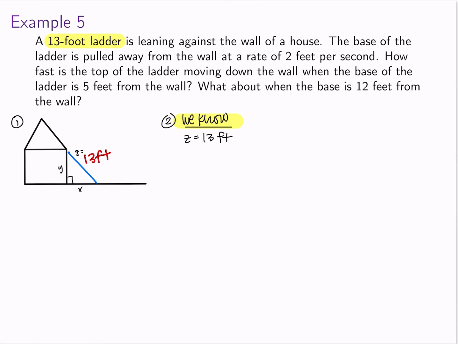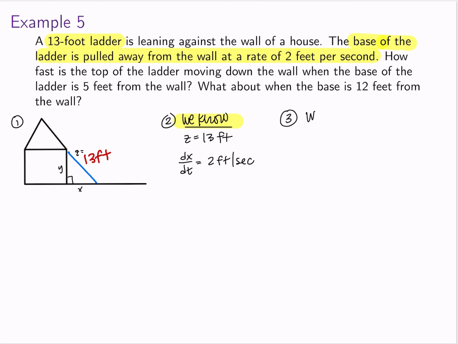What else do we know? It says that the base of the ladder is being pulled away from the wall at 2 feet per second. So the base of the ladder, so that's right here, it's being pulled away from the wall. So it's going this way at 2 feet per second, which means this distance X between the base of the wall and the base of the ladder, it is increasing at 2 feet per second. So X is changing, dx dt is 2 feet per second. And it's positive because that distance is getting larger. Okay, so that's what we know.